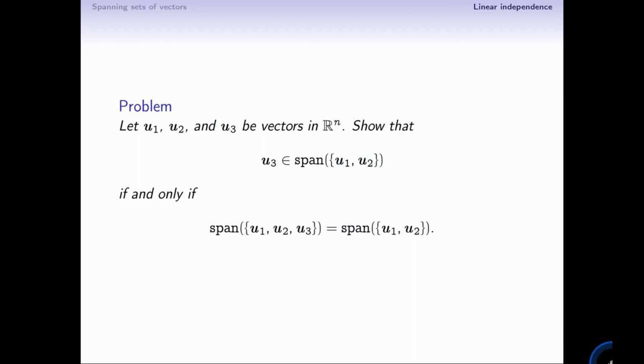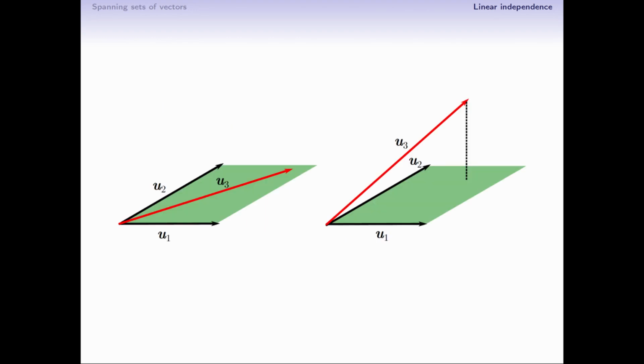Now, we can see this in a picture. We're going to go to the document camera and work this out, but we can already see it in a picture here. In the picture on the left, I've got my two vectors u1 and u2, and we can think of them as sweeping out this green carpet, a two-dimensional green carpet.